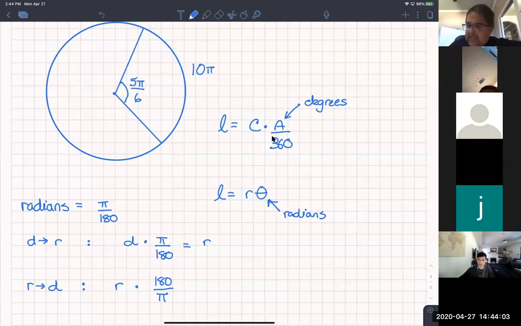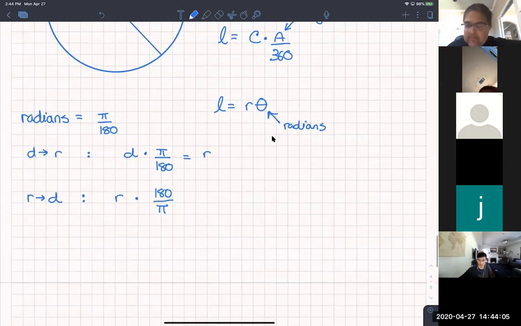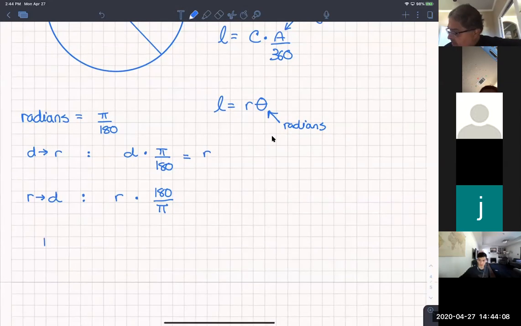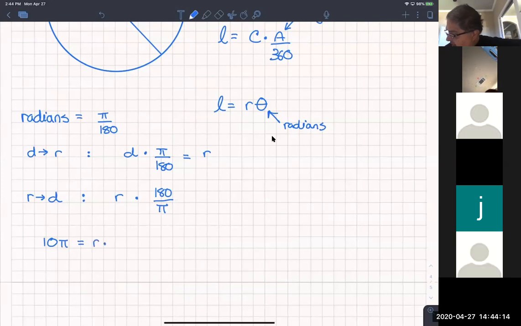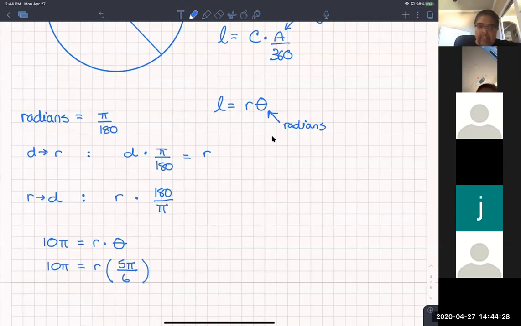So let's look at this problem. The arc length is 10 pi, and it's the radius times the angle. Remember, theta is a variable to represent the angle. And the angle in radians is 5 pi over 6, okay?